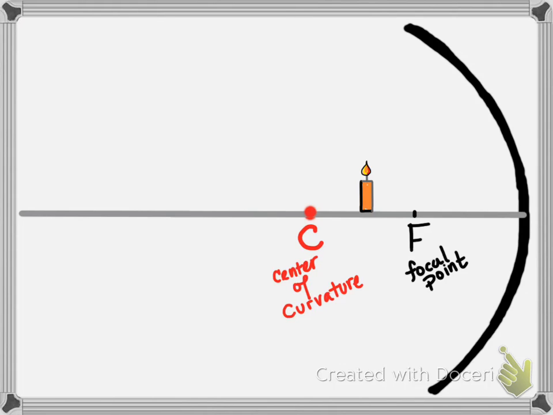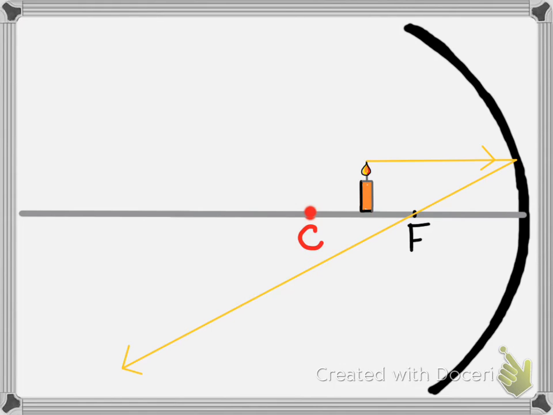Our first ray goes from the object to the mirror and reflects back through the focal point. Whoops, I forgot to clear out the words underneath C and F to make room. Okay, we have our first ray. Now, our second ray is going to go from the object through the focal point to the mirror, and then from where it strikes the mirror surface, it's going to reflect back parallel to the principal axis.